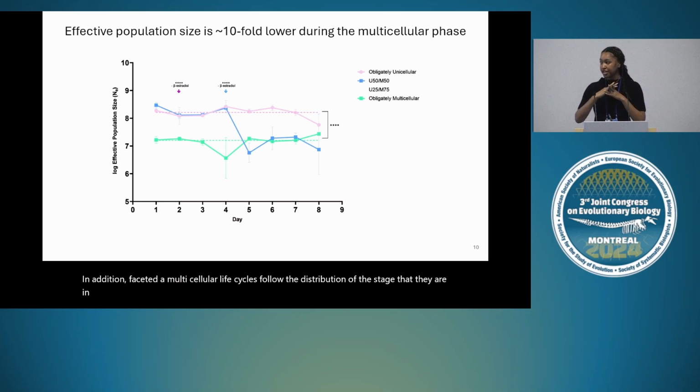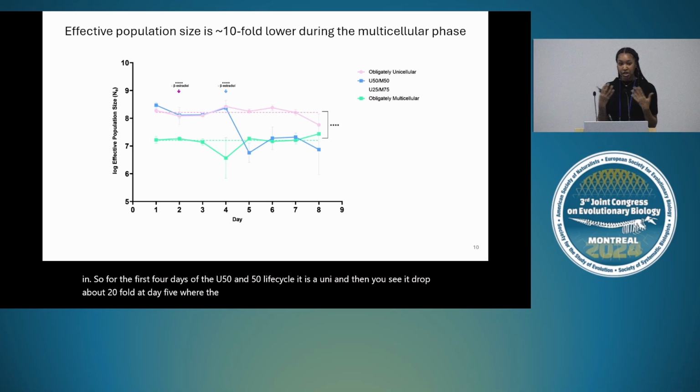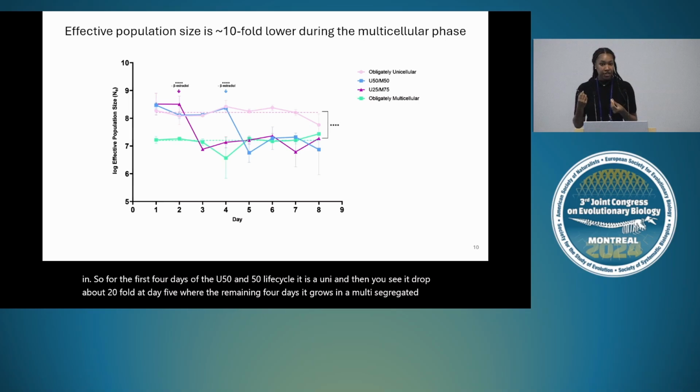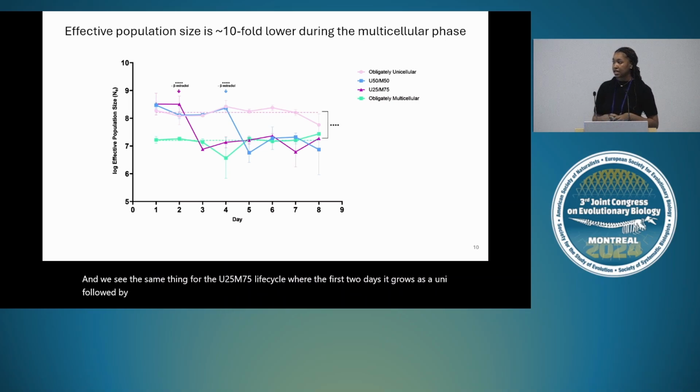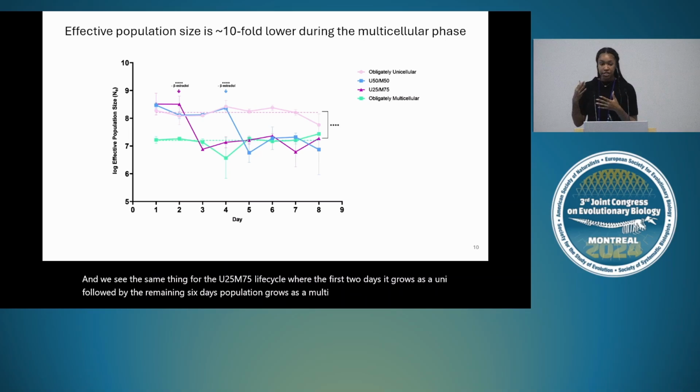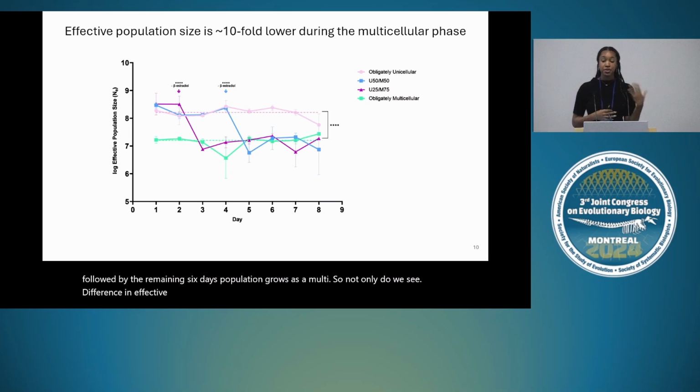So for the first 4 days of the U50-M50 life cycle, it is a uni, and then you see it drop about 20-fold at day 5, where for the remaining 4 days, it grows in a multicellular stage. And we see the same thing for the U25-M75 life cycle, where the first 2 days it grows as a uni, followed by the remaining 6 days, where the population grows as a multi. So not only do we see a difference in effective population size between cells and groups, but this also shows that the facultative multicellular strain works.